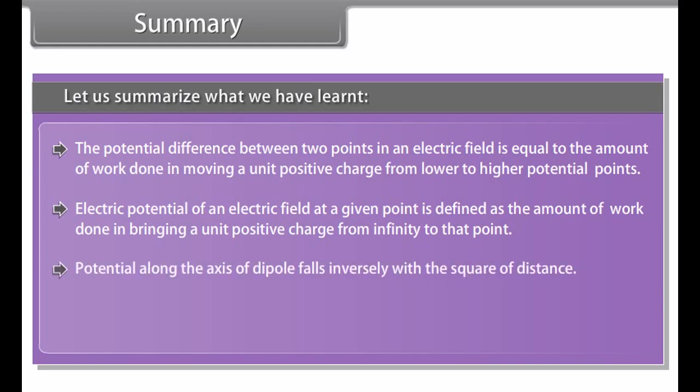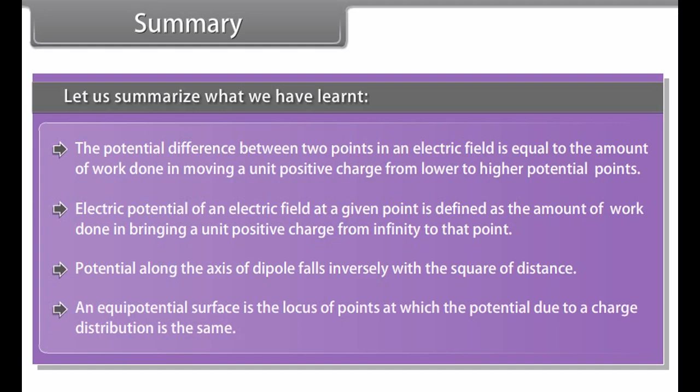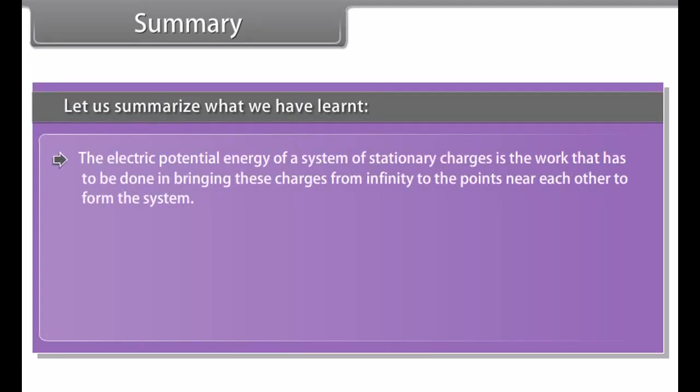Potential along the axis of a dipole falls inversely with the square of distance. An equipotential surface is the locus of points at which the potential due to a charge distribution is the same. The electric potential energy of a system of stationary charges is the work that has to be done in bringing these charges from infinity to the points near each other to form the system.